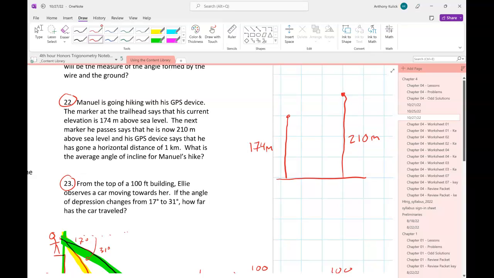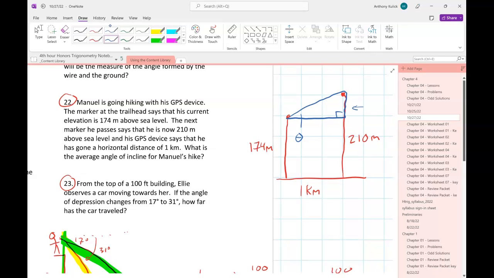And his GPS says that he has gone a horizontal distance of 1 kilometer. What is the average angle of incline for Manuel's hike? So what I'm going to be interested in is this triangle here. And we're interested in that angle. So far, so good, Giselle? Nope, this is Sophia's question. My apologies. Still a question behind. So what is this side length over here?